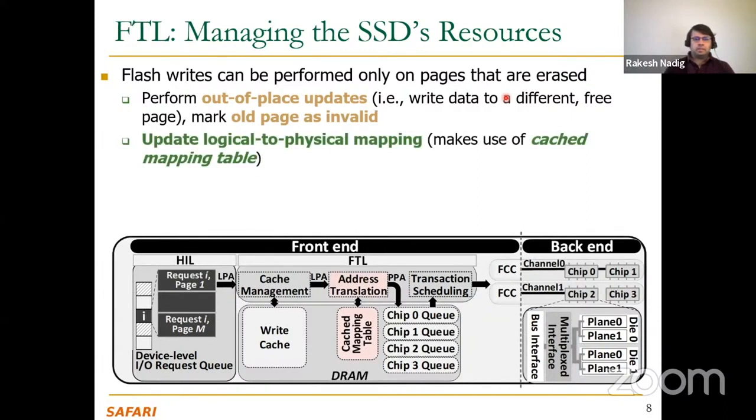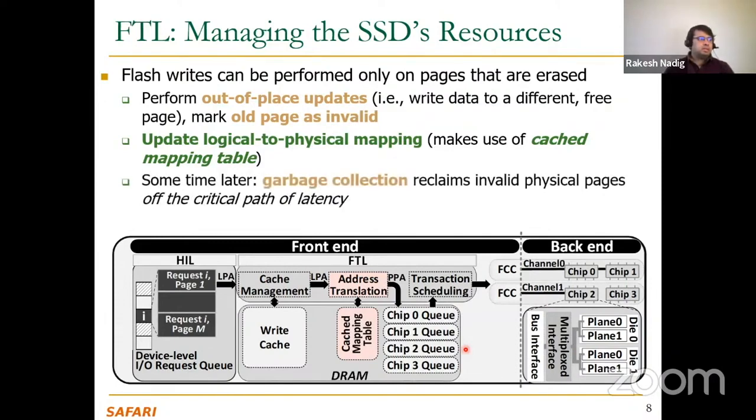To achieve this, we have a mapping table which translates the logical addresses to physical addresses. This mapping table helps in maintaining the current location of the data which is mapped to a logical address. This mapping table is very critical to the performance of the SSD, and even to make the SSD functional. To improve the performance, there is also a cached mapping table, which means that there is a DRAM component within the SSD, where this mapping table is partially stored to improve the lookup of the mapping table entries.